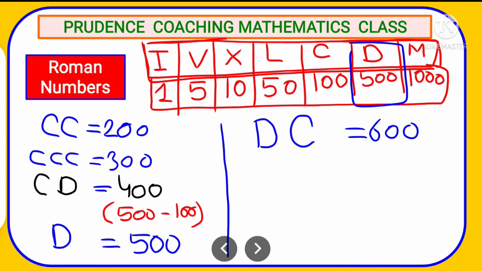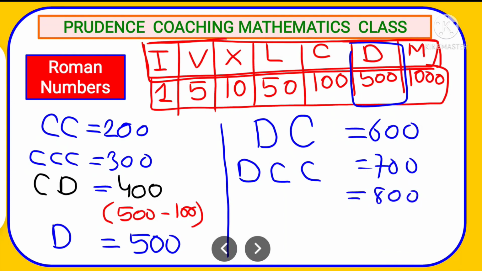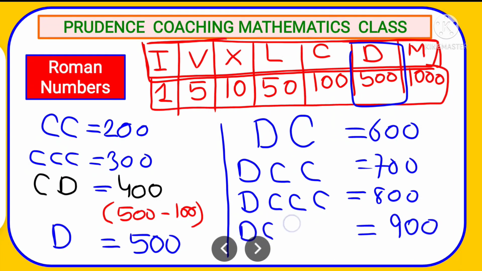Now how are you going to write 700? This one is 500, 600, 700. Now how are you going to write 800? How will you write 800? This one is 500, 600, 700, 800. Isn't it very easy? Now how are you going to write 900? D, that is 500, 600, 700, 800, 900.